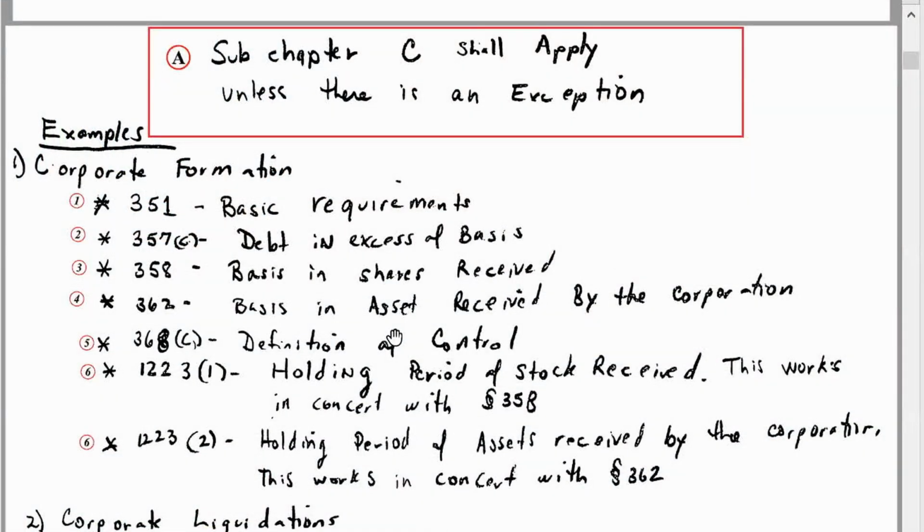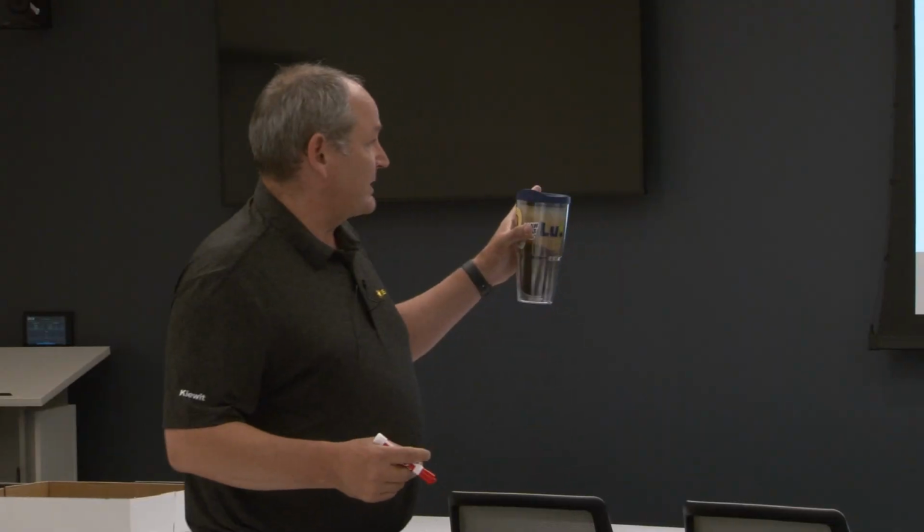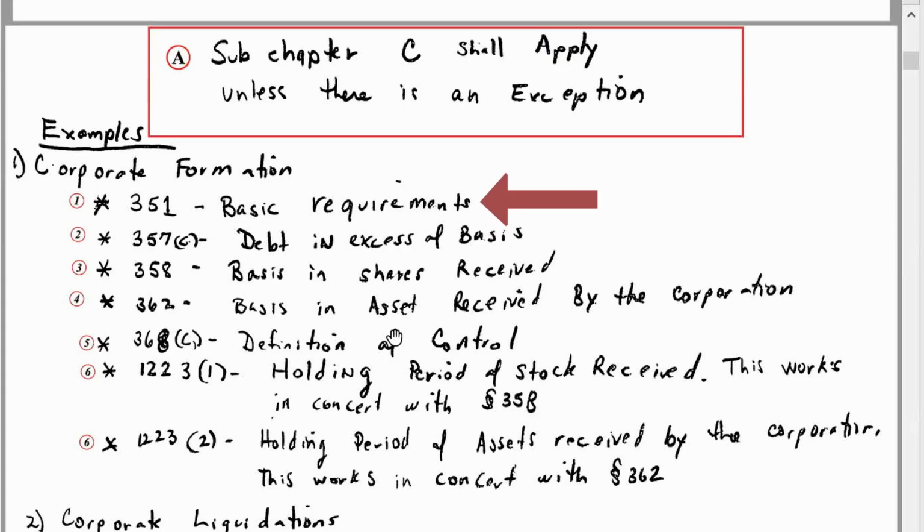Okay, so when we know we're in corporate formation rules, how many code sections do we have to run the traps on? Six, seven, seven, because we forgot about 168. Oh yeah. You want me to list them? Yes. I do. 351, 357(c), 358, 362, 368(c), 1223(1), 1223(2), 168(i)(7). Okay. So what these rules say: 351 is the basic requirements, and we're going to cover this.